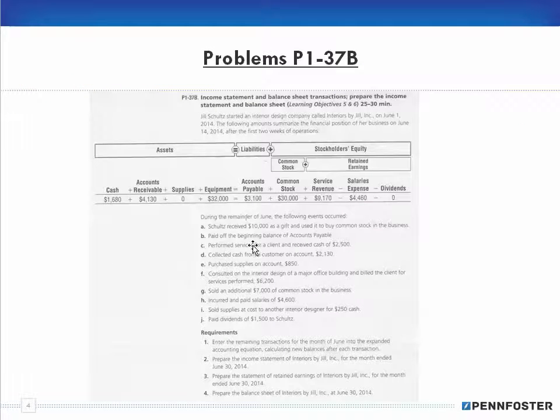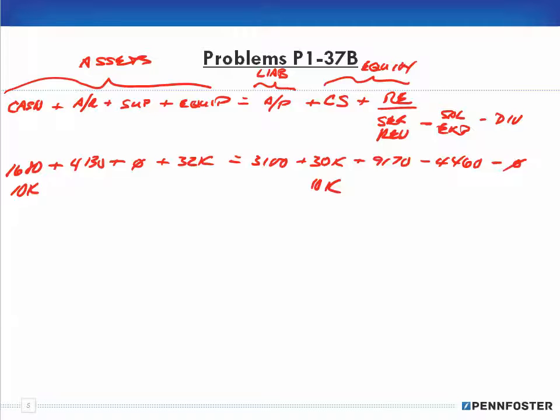B, paid off the beginning balance of accounts payable. Right. So the first thing: what's my accounts payable? Well, the balance in my accounts payable is 3,100, so I know that's going to be the amount for my journal entry.